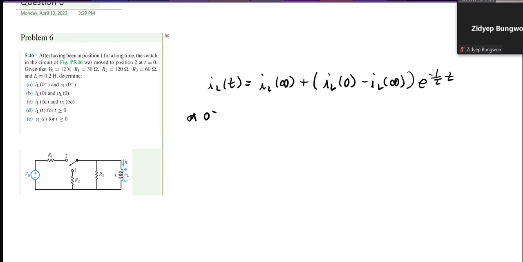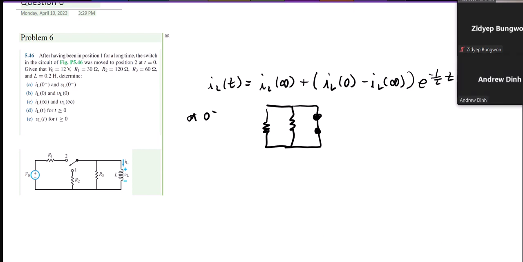So at 0 minus, let's say it had been in position 1 for a long time. Now, when an inductor has been sitting for a long time under DC conditions, it acts as a short circuit. But at 0 minus, we can see there are no sources in this circuit at all. So at 0 minus, there's no current. So I at 0 minus is 0, and V at 0 minus is also 0.